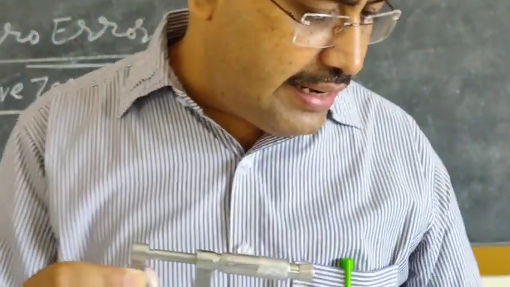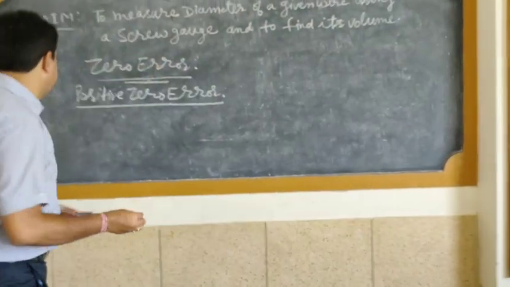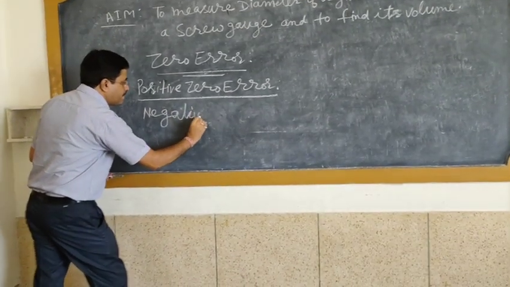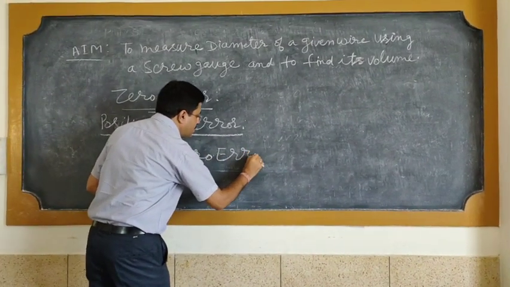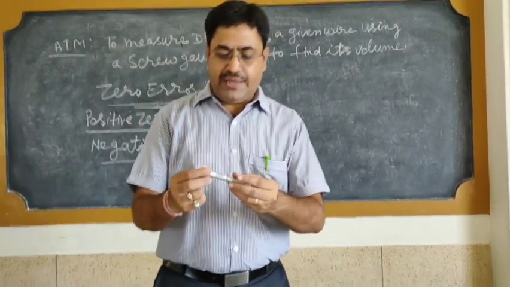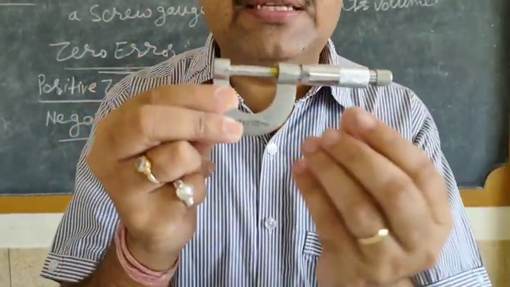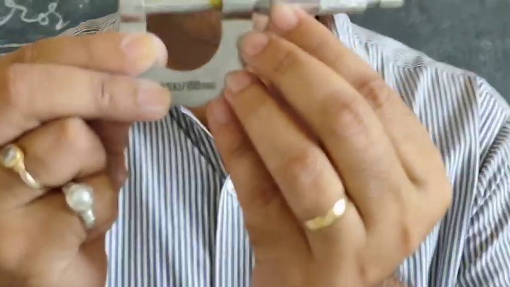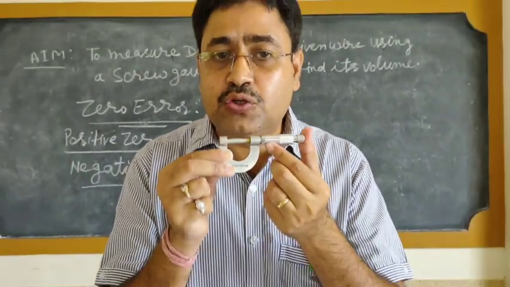Now I am talking about the negative zero error. What is the meaning of negative zero error? When 0 of the circular scale lies above the reference line, you see here, 0 of the circular scale lies above the reference line, then it is called negative zero error. In this way we can find the error in the screw gauge.